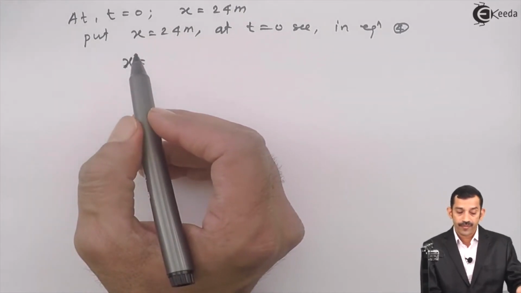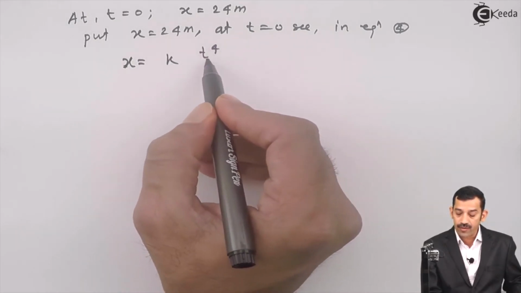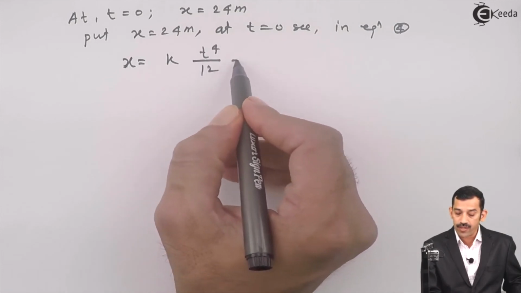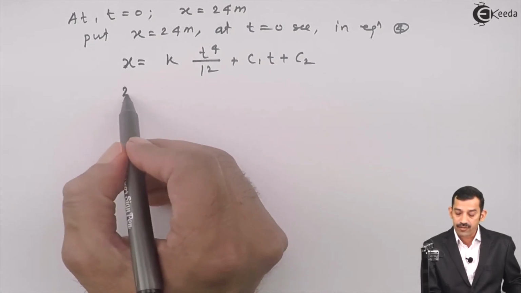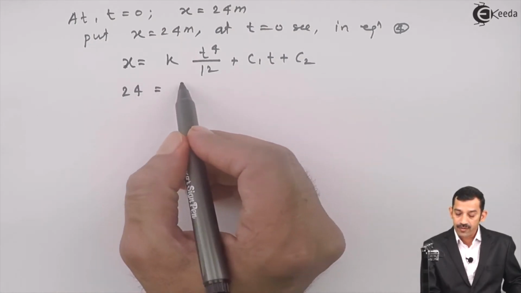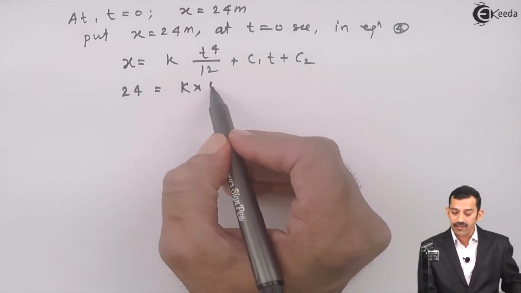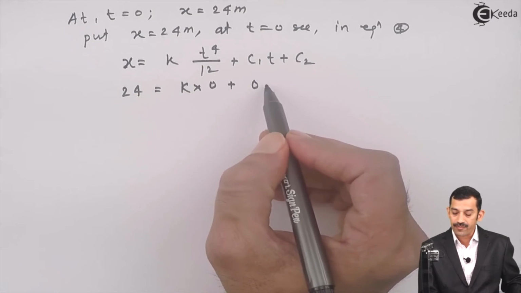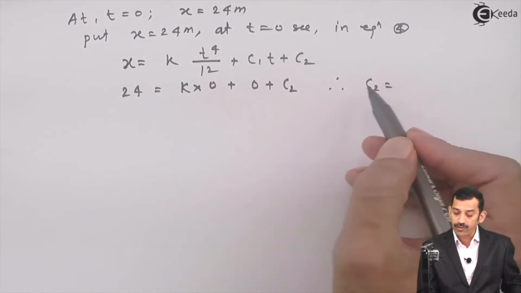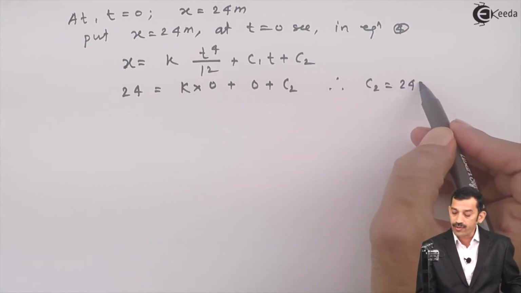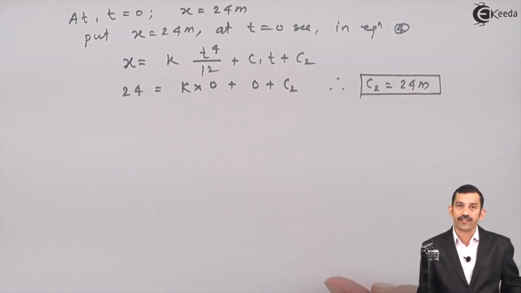In equation number 4, what we are getting is k t raised to 4 upon 3 into 4, that is 12, plus c1 t plus c2. If we substitute x equal to 24 at t equal to 0, the first term becomes 0, the c1 term is also 0, and what remains is c2. That means we get the value of c2. c2 equals 24 meters.